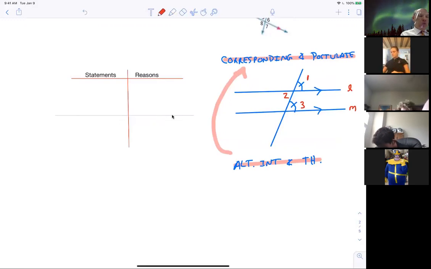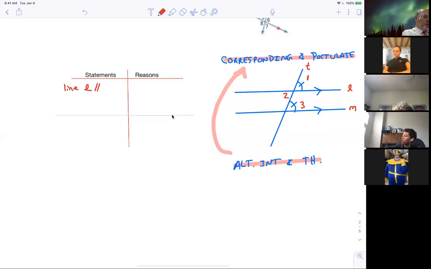All right. So we have to be given that L and M are parallel. Did I agree with that? They're definitely parallel, and it's cut by that transversal. Let's call that T. So line L is parallel to M. And what's the reason? Yeah, it's given.